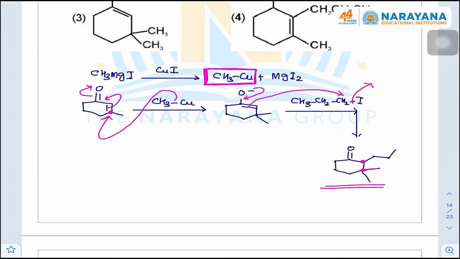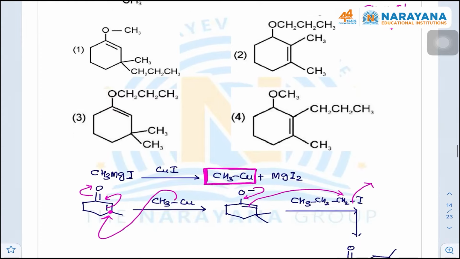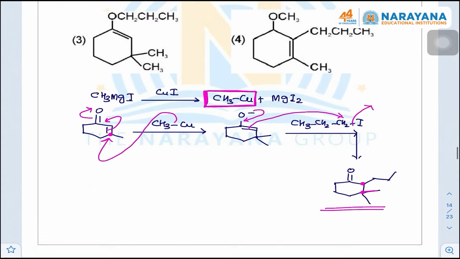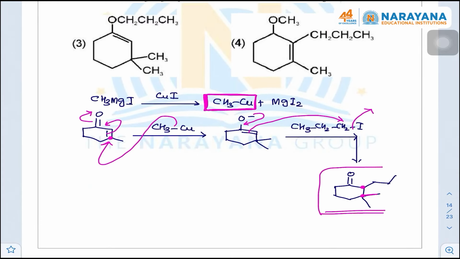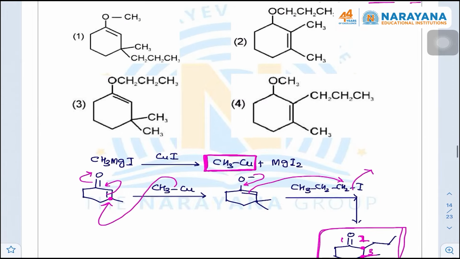I think this is a memory based paper, so these options might have been there. This is the correct answer. On the first, second, third carbon, on the second carbon there should be a propyl group, and on the third carbon two methyl groups should be there.